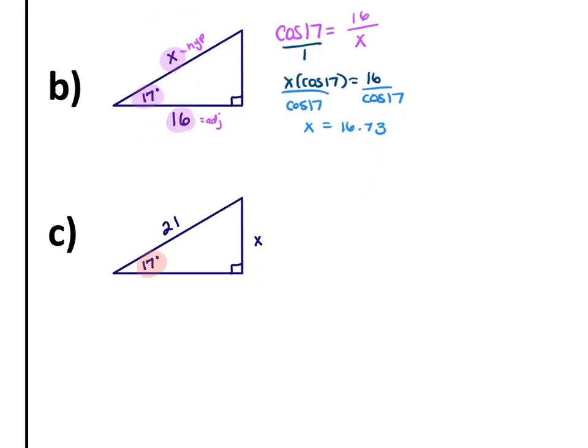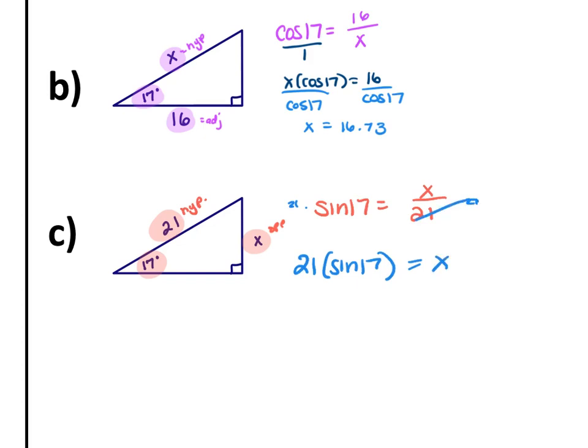Last one, 17 is here, x is opposite it, and 21 is the hypotenuse. Sine is opposite over hypotenuse, so this would be the sine of 17 equals x over 21. Numbers in the bottom, so I just multiply. 21 times the sine of 17 equals x. And x is 6.139, or 6.14.